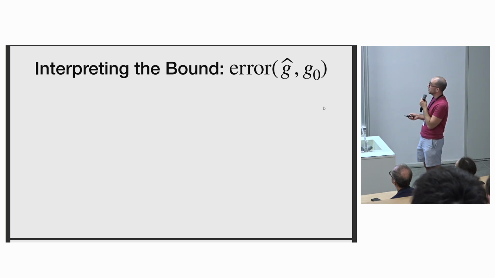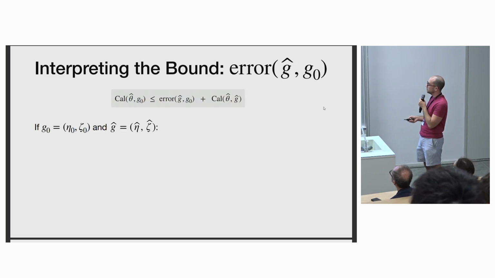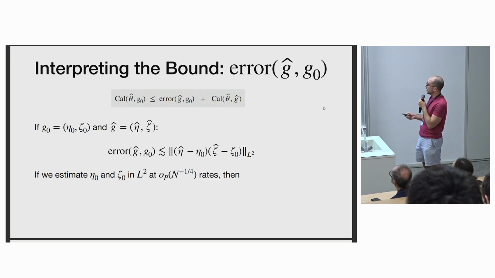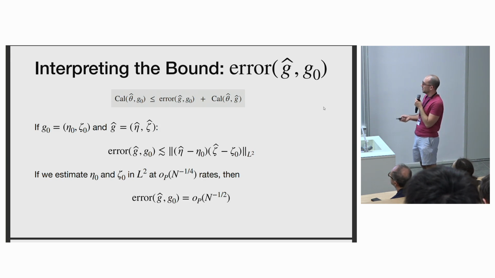Diving into a bit more detail on the error term: if my nuisance component looks like a tuple, let's say eta 0, zeta 0, and my estimate is eta hat, zeta hat, then the error gets bounded quite generally by something nice. It looks like the L2 norm of the product of the errors. Under mild assumptions, maybe that eta 0 and zeta 0 are bounded, if I estimate each of these in L2 norm at n to the minus 1/4 rates, then my error will be quite small. And the faster you estimate these things, the faster the error will go to 0.